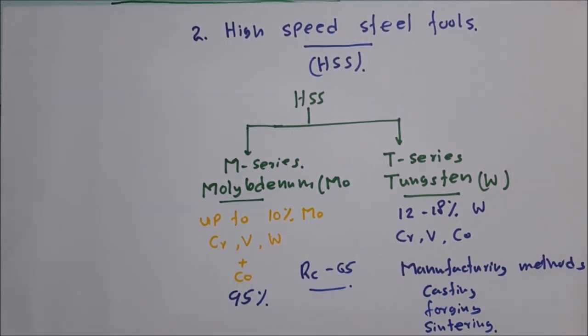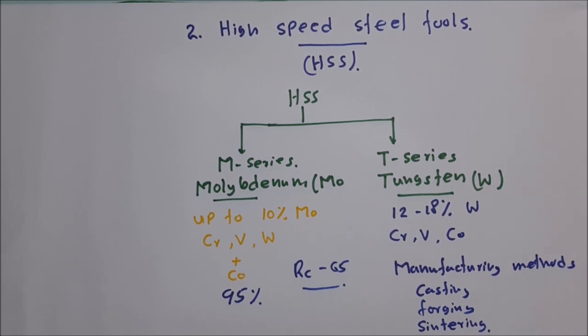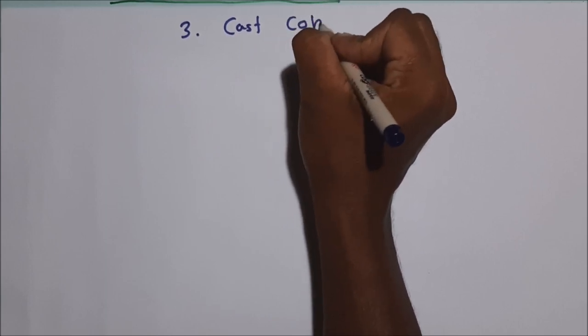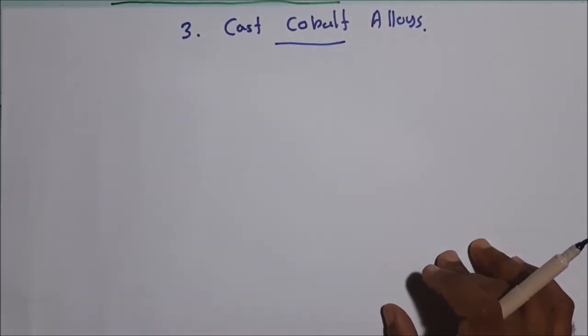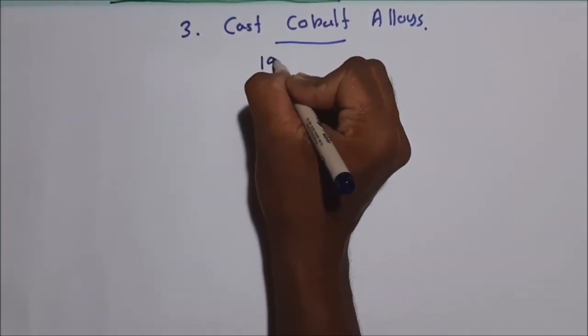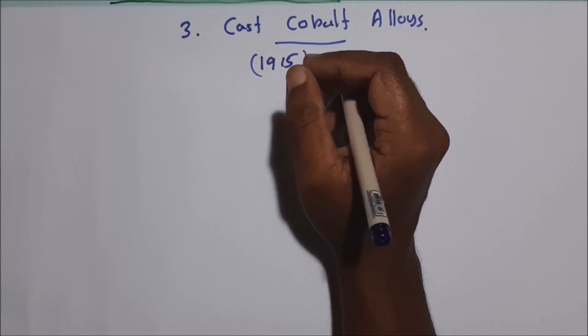Then the third important cutting tool material we are going to introduce is cast cobalt alloys. The next important cutting tool material is cast cobalt alloy, introduced around 1915, after the HSS tool.